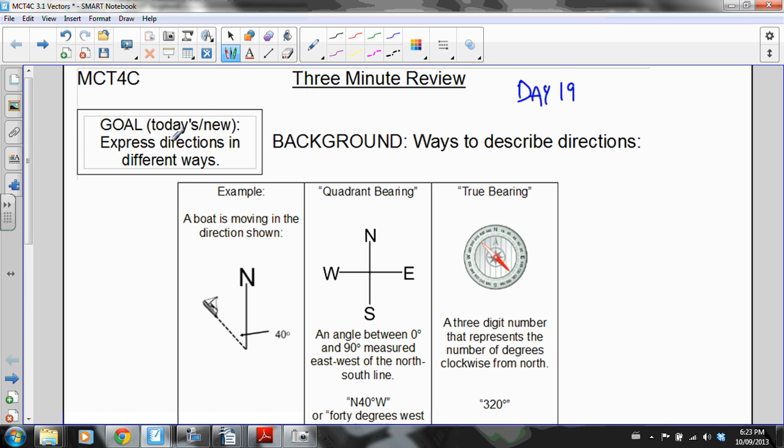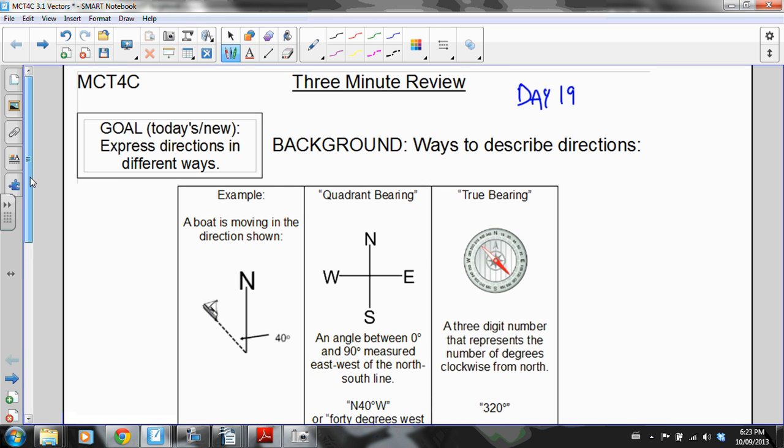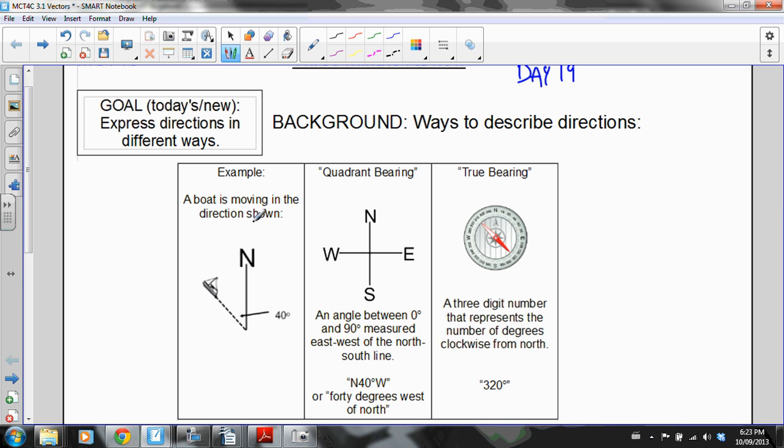The 3-minute review today is basically just getting right into the lesson, but it's a little bit of a sidebar. And this idea of vectors, one thing that's important is direction. It's nice to be clear about what direction we're talking about and how we're going to say that. So for instance, here's a boat, and north is this way, and they're heading off in this direction. So how do we describe the boat's direction? Well, there's two common ways.